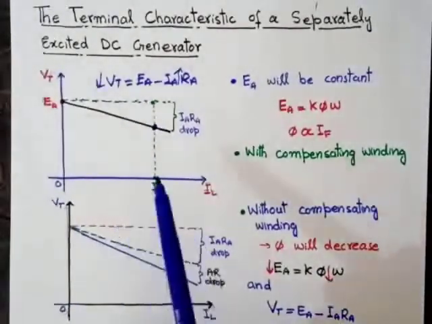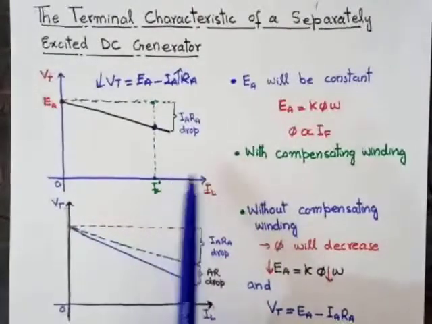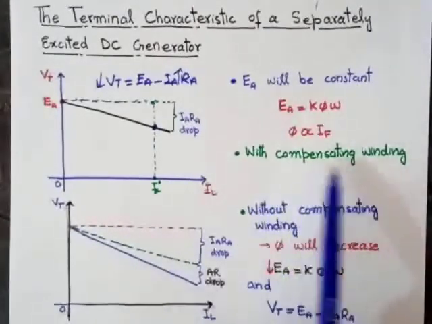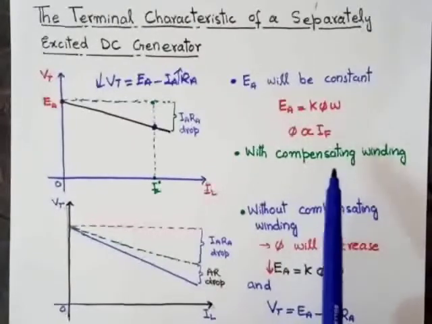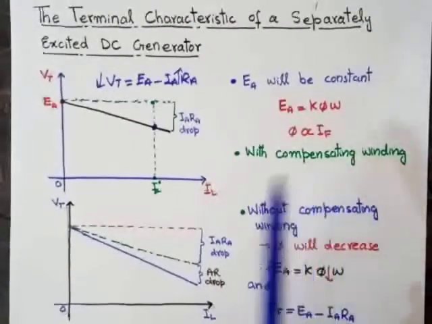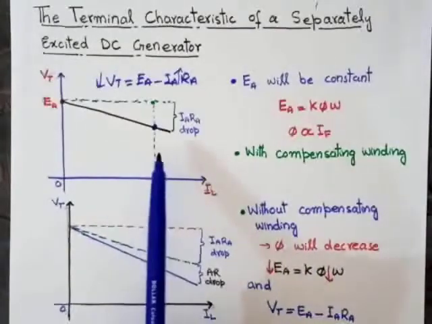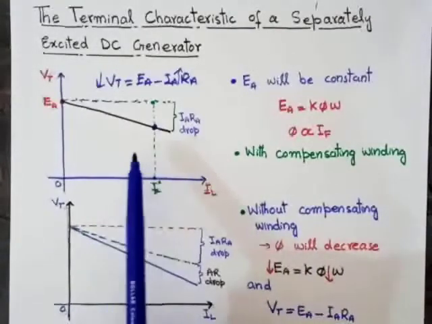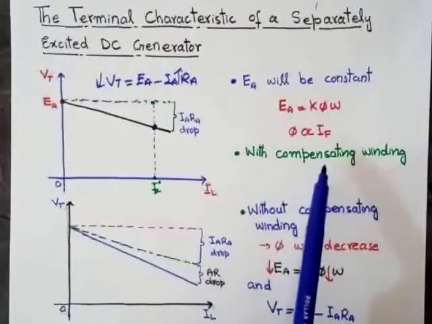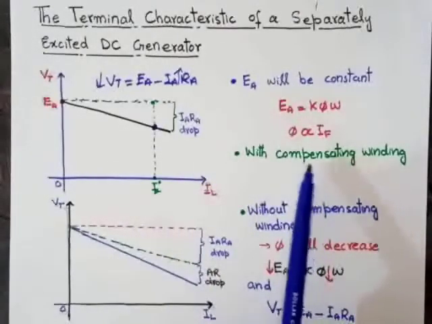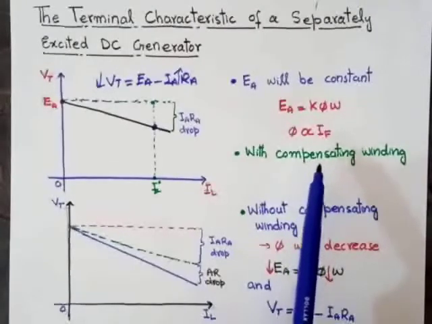Now, this graph is correct if the machine has compensating winding. This factor is also very important. If the machine has compensating winding, then this is the final graph. But if the machine doesn't have compensating winding, as we have already discussed, the flux weakening problem exists.